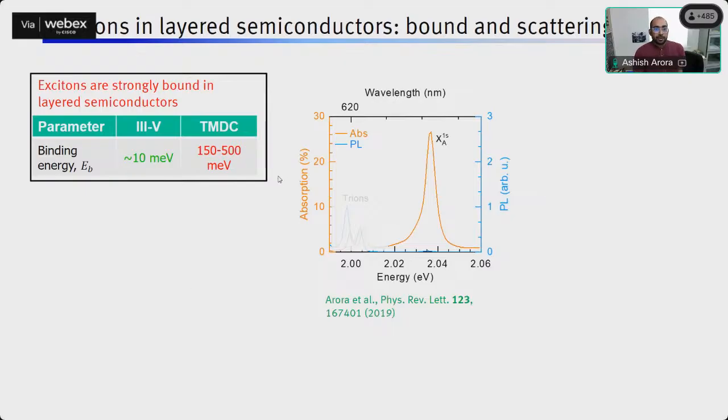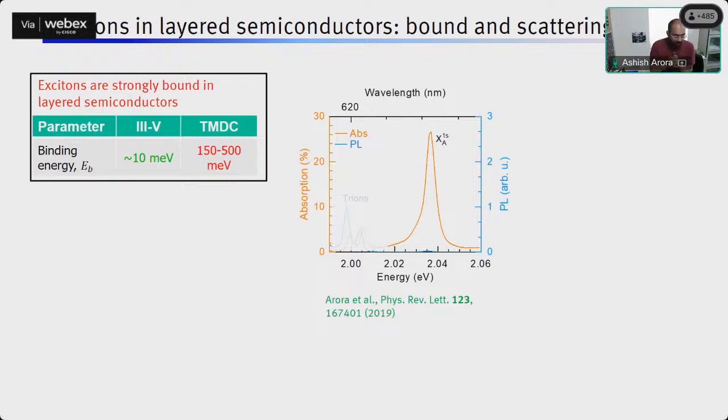Okay. So in transition metal dichalcogenides, the physics is similar to that of III-V semiconductors, but it's still very different. The reason is that in III-V semiconductors such as gallium arsenide, the binding energy is like 10 milli-electron volt, very small. But in transition metal dichalcogenides, the binding energy is 1 to 2 orders of magnitude larger than the III-V semiconductors. Now, how does it help me? It helps me in the following way.